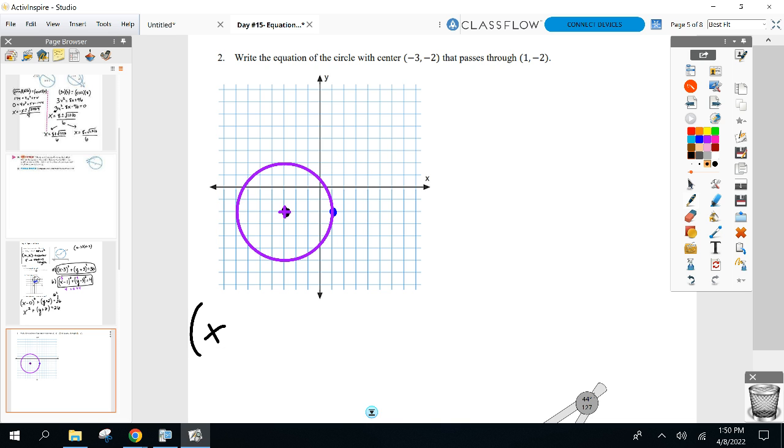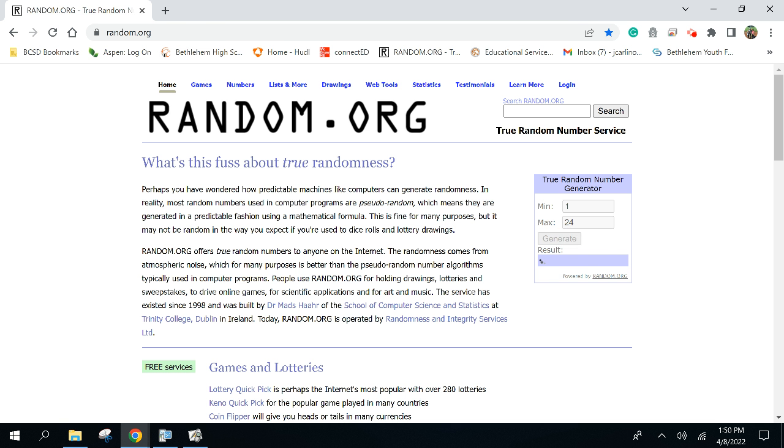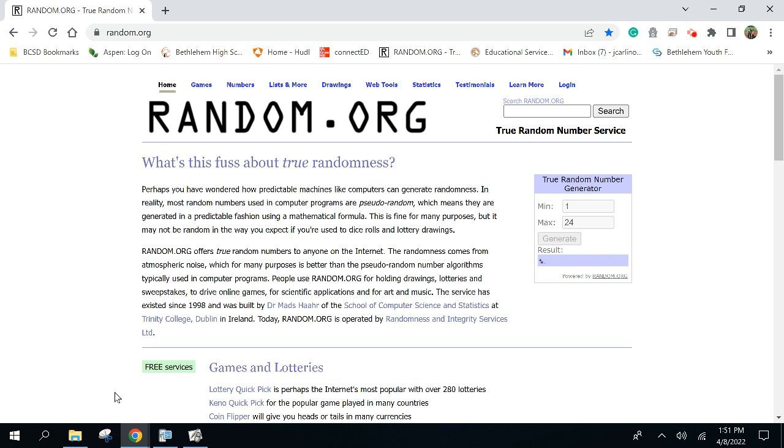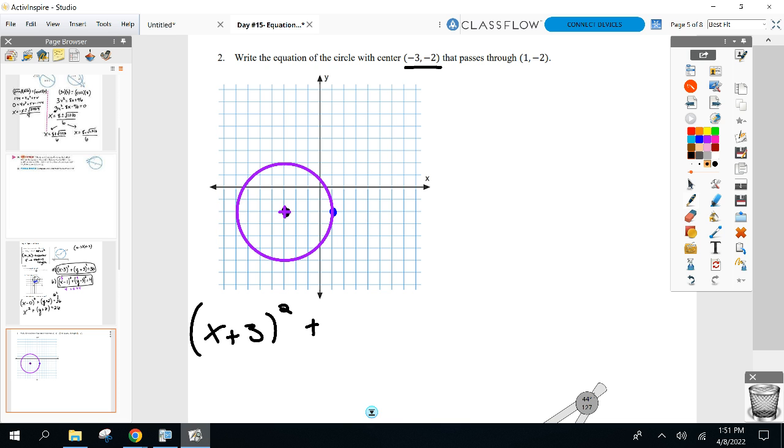How are you starting this off? X. What's the rest of it? -3, -2 is my center, so it's going to be X plus 3 all squared. Tell me something about the y parenthesis here. Y minus 2. Isn't it y minus k? So what's going to happen when I plug in a negative 2?